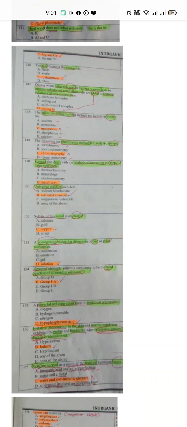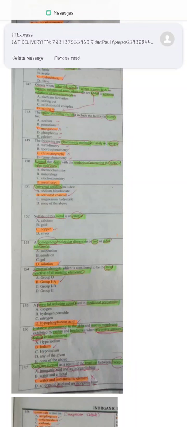Okay, number 149. The following are photometric methods of analysis except chromatography. So, nakita naman doon, chromatography is the only walang photometry dyan. So, the following are photometric methods of analysis: your turbidimetry, spectrophotometry, and flame photometry.